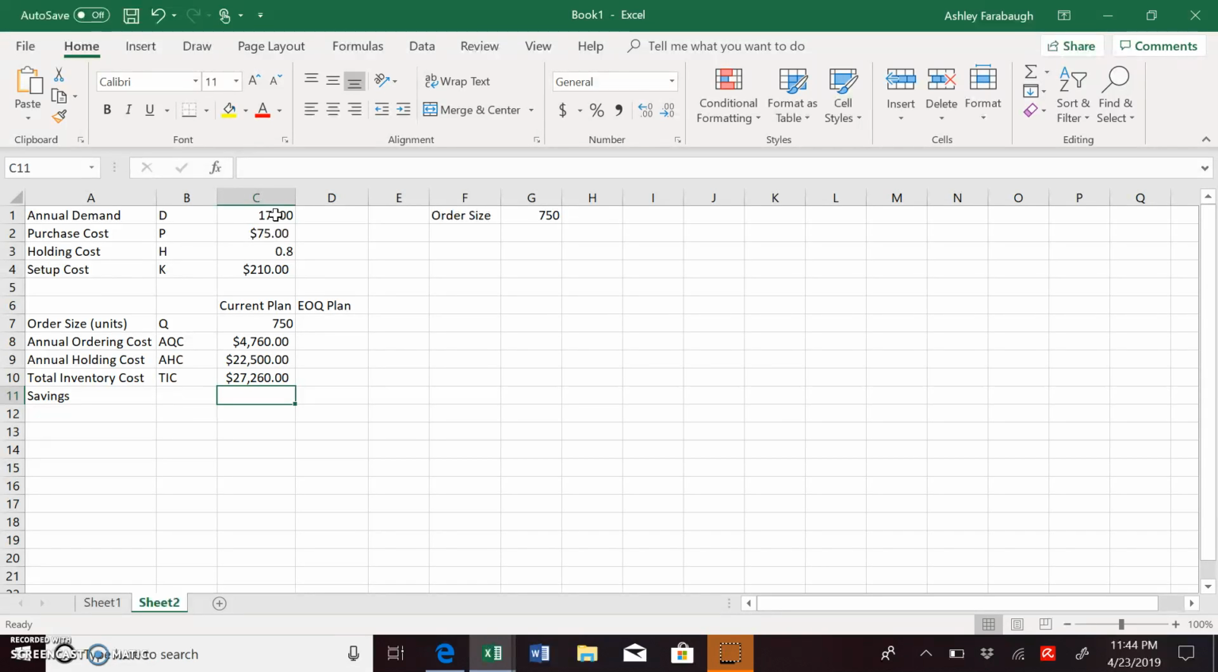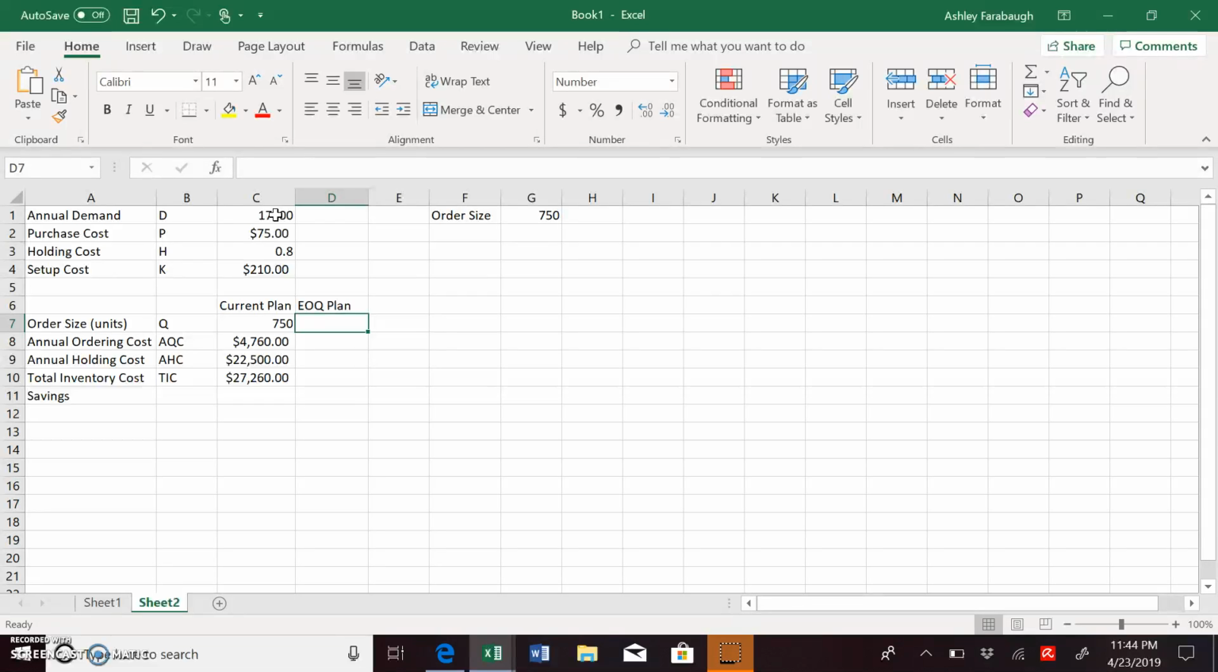We're not doing our savings because when we finish our EOQ plan, we'll get the savings, and we'll find that by the difference between the two plans. So our current plan is completed. We're going to find our EOQ plan, and for this plan, we're going to have to do some more work, and that's because we don't have an order size.